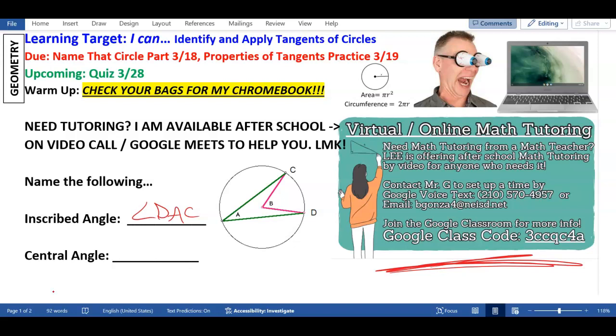Anyways, what about the central angle? So does everyone know that the central angle is in the center of the circle? Right here. Angle B, right? Well, we want 3 letters to name it. So DBC, angle DBC. That works.